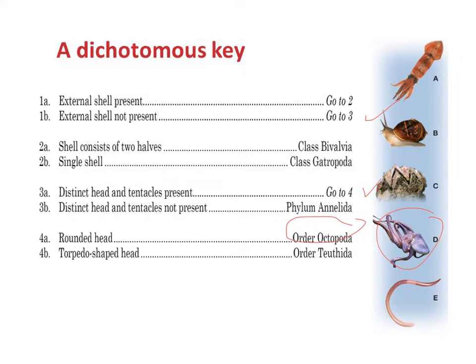It's an octopus. The main point with the dichotomous key is that you start always at number 1 and then you just answer the questions. You maybe skip some numbers, but you always start at number 1.